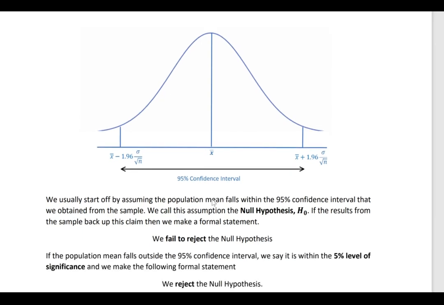Now, the other alternative, of course, is that the population mean is outside those limits. It's either in the upper tail up here or the lower tail down here. Now, these are called the 5% level of significance because they're outside the 95% confidence interval. And if your population mean is in there, we say we reject the null hypothesis. We reject, in other words, the initial assumption that the population mean is between the two limits.